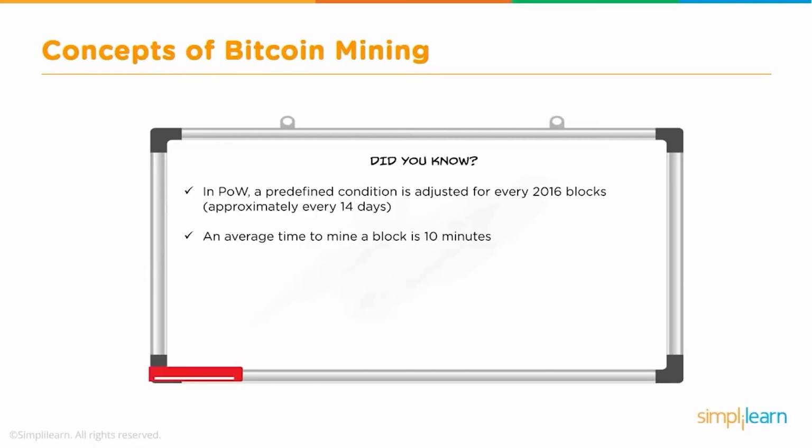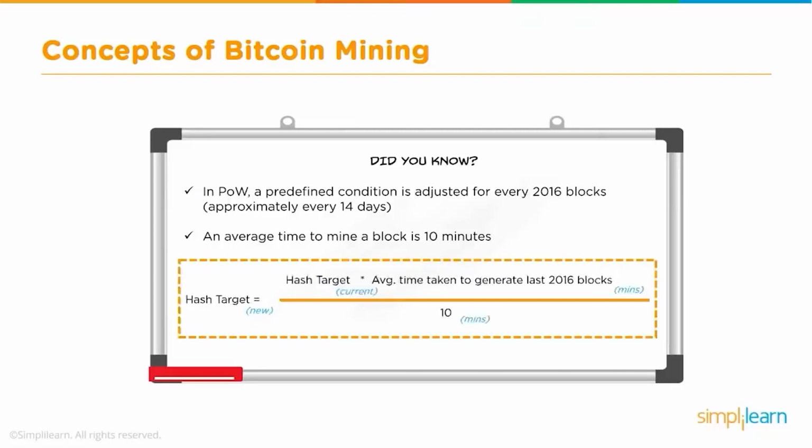In proof of work, a predefined condition, the target, is adjusted every 2016 blocks, which is approximately every 14 days. And the average time to mine a block is 10 minutes. So basically, the target keeps automatically adjusting itself to keep the block generation within the 10-minute time frame. So this is the representation. In order to keep the time frame for block generation within 10 minutes, the target keeps on adjusting itself.